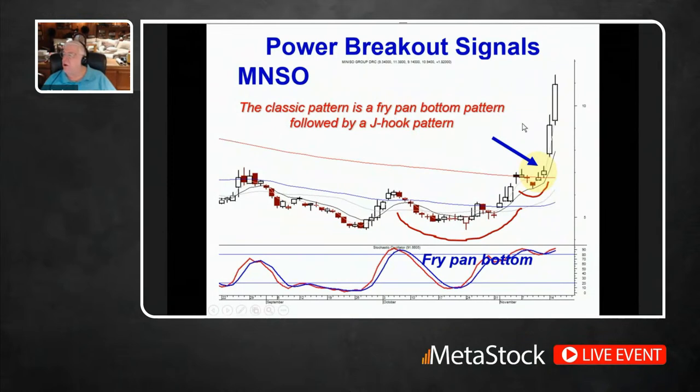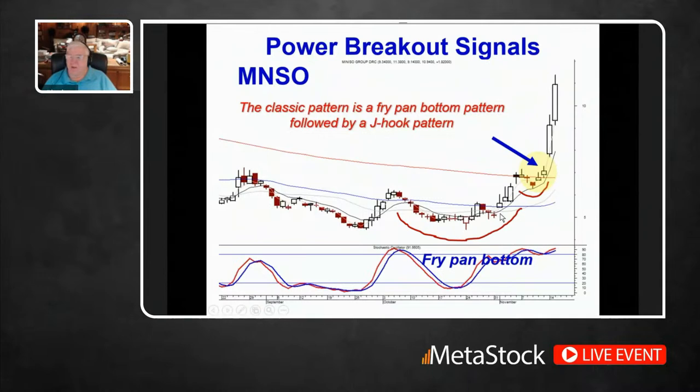But the most important facet is we can identify patterns that tell us there's a buildup of strong investor sentiment. This is what we call the classic pattern. Classic pattern is a fry pan bottom. You can see the rounding bottom, not really doing anything. You couldn't trade this one way or the other if you wanted to. But what do we know about a fry pan bottom? When it starts coming out the other side, you're going to get a strong price move.